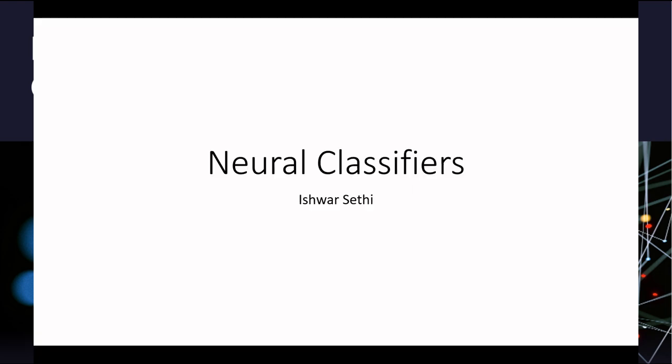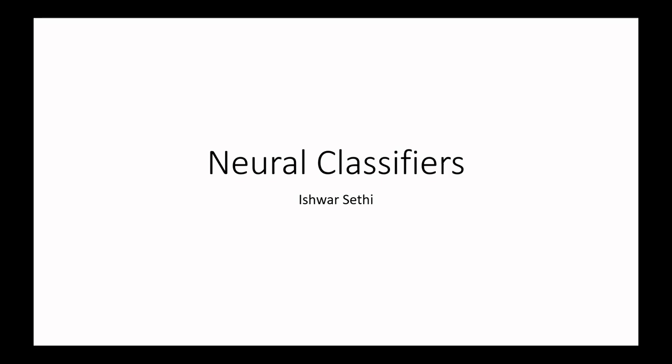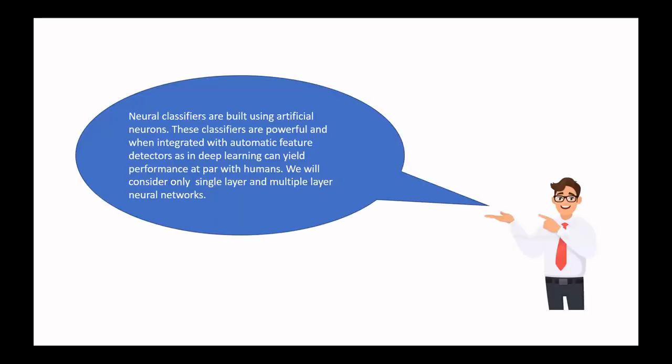So what we will do today is we will briefly go over classifiers using the idea of artificial neurons. So we call these classifiers neural classifiers. These are built using artificial neurons. These classifiers are pretty powerful, and they can produce arbitrarily complex decision boundaries, just like you can get arbitrarily complex decision boundaries in the case of the k nearest neighbor classifier.